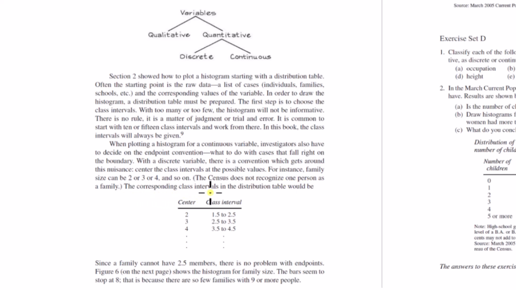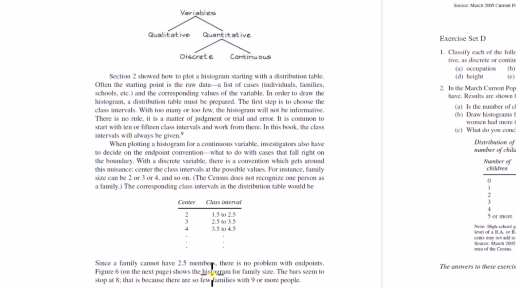The corresponding class intervals in the distribution table would be the possible values, right? These are the only values that can be answered for family size. We're looking at family size as an example. So for the class intervals, the center point is the possible value. Since a family cannot have 2.5 members, there is no problem with the endpoints. When you do it this way, there's no issue with the endpoints because you're not going to have any value that falls on an endpoint.